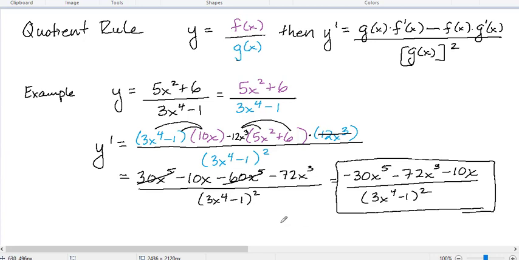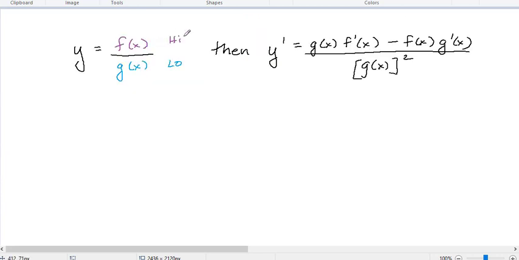Now you have to do this often enough in this course that you don't want to look up the formula every time. That formula will be given to you in your exam, but still you don't want to have to look it up every time. So here's how I remember it. The numerator function we're going to call high because it's up in the top, and the denominator function we're going to call low because it's down in the bottom. And then we'll color code this.